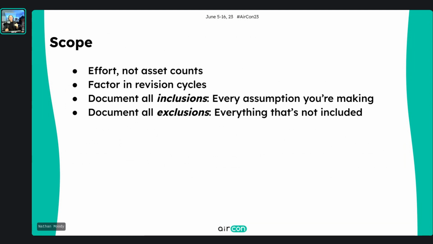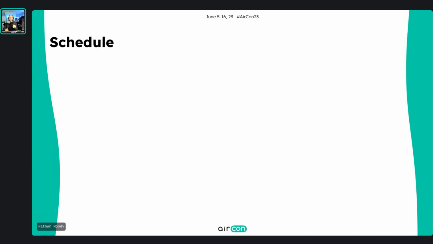And inclusions and exclusions are important because you share those back with the client, make sure everyone agrees. And if people don't agree, that's okay. Just the scope goes up or the scope goes down.